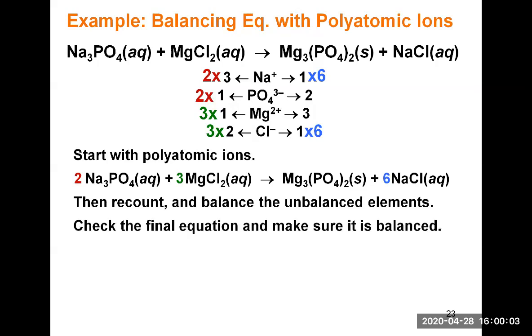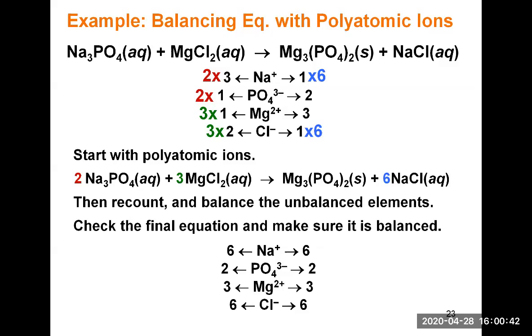Let's check the final equation to make sure it's balanced. So let's count the sodium ions. Sodium, we have 3 sodiums in Na3PO4 times 2, it's 6 on the left. And 6 NaCl on the right, that's 6 sodium. PO4, we have 2 PO4 on the left and 2 PO4 on the right. Magnesium, we have 3 magnesium on the left and 3 magnesium on the right. And then chloride, we have 3 times 2, 6 chloride on the left and 6 chloride on the right. So it is balanced, and that's the final answer for this equation.